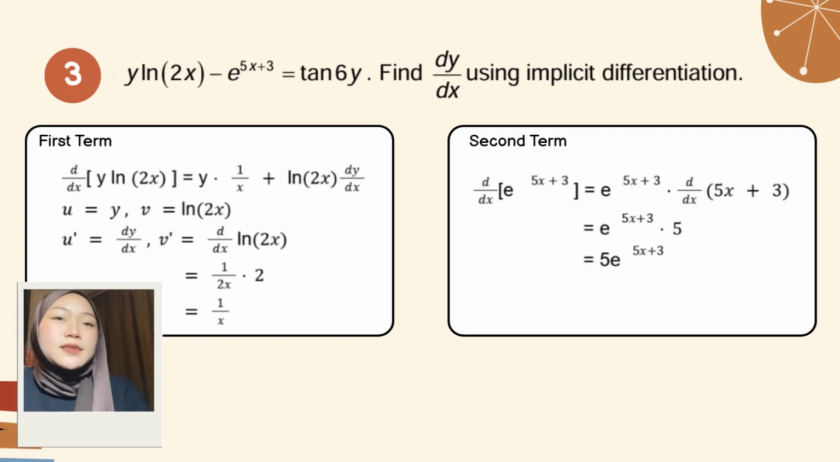So the second term is d over dx of e^(5x+3). The answer is e^(5x+3) times d over dx of (5x+3), and then we simplify it again, e^(5x+3) times 5, and the final answer is 5e^(5x+3).